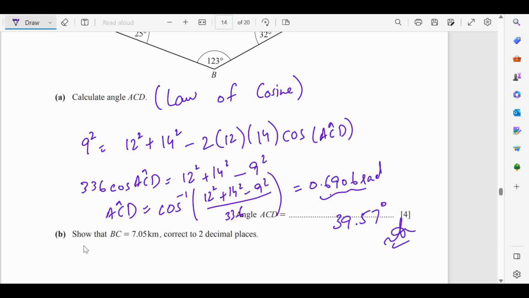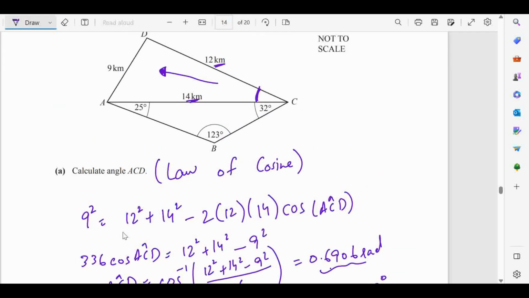Let's move to part B. Show that BC is 7.05 kilometers. Where is the BC? This line is BC, which is 7.05.